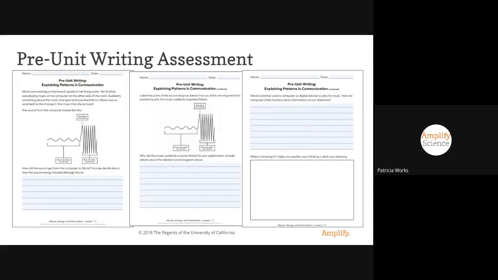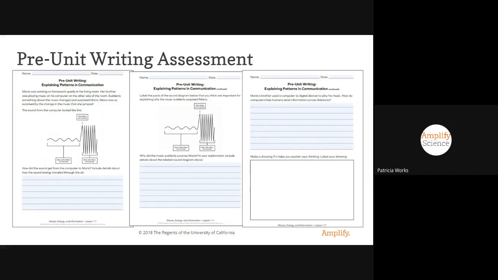The pre-assessment pages are found under digital resources in lesson 1.1, as is the assessment guide. Students learn about a girl who is working in her living room and she hears a big change in music coming from her brother's computer. The sound is shown in sound waves. Students are asked to describe first how the sound from the computer traveled to Maria through the air on page 1. Next, students are asked to describe why the sound suddenly surprised Maria using details about the labeled sound diagram.